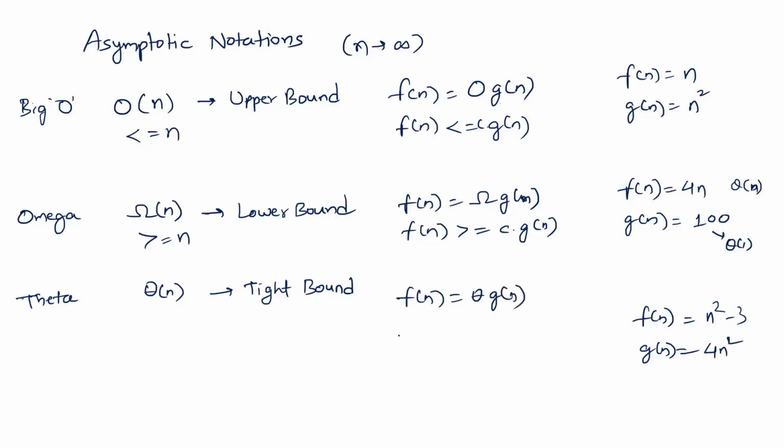It may be possible that for some values the complexity will be bigger, and for some values the complexity will be smaller. Overall, we can say a tight bound means the complexity is equal for both functions, or the growth of the functions is equal. Theta of n means I want to show the exact complexity, right?